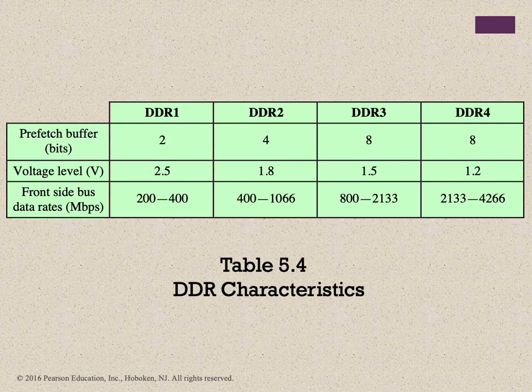The current one that you see here is DDR4, but in the latest architecture DDR5 is used. So this is DDR1. The prefetch buffer is 2 bits, the voltage level is 2.5, and the front side bus data rate in megabits is 200 to 400. Then DDR2, DDR3 and DDR4, and you see the improvement: the prefetch buffer size is 8 bits, the voltage level is decreased, and the bus data rate in megabits is possible up to 2133. So actually it's 2 to 4 gigabits per second in DDR4.